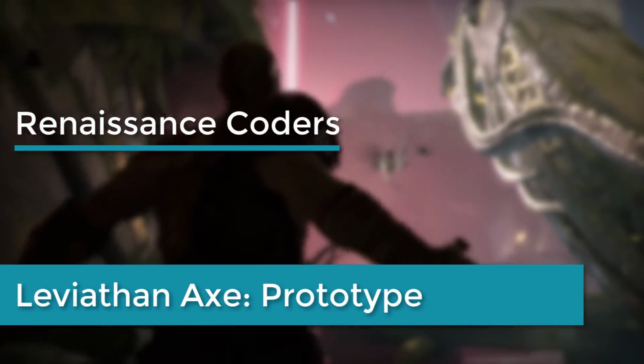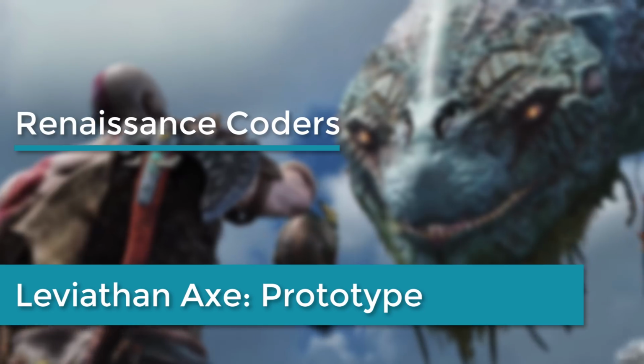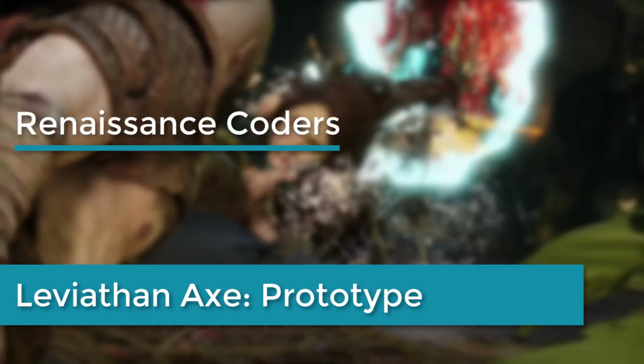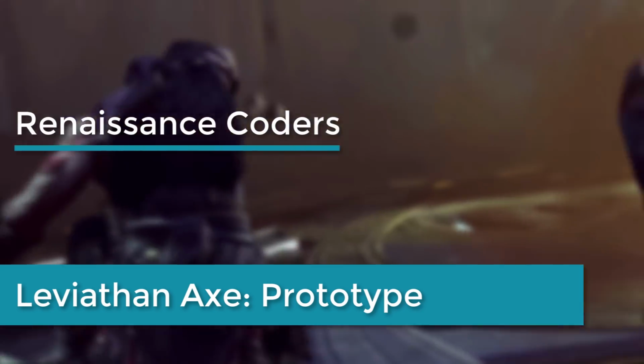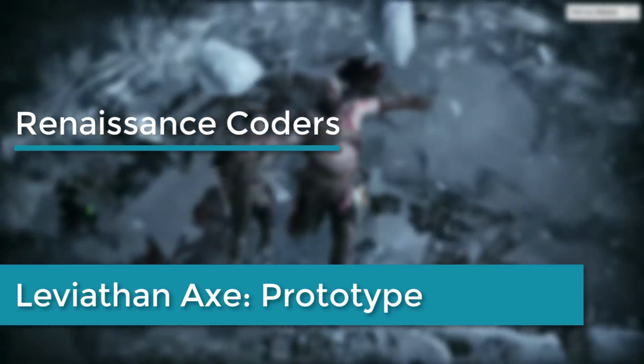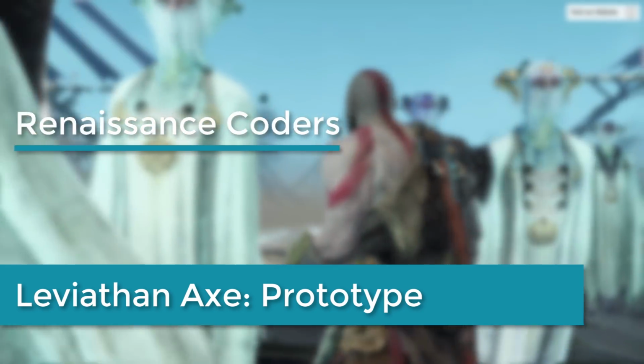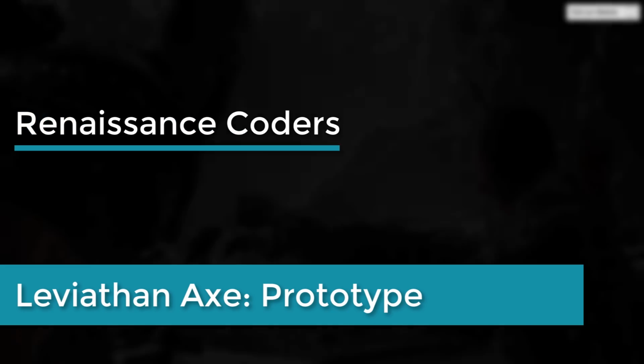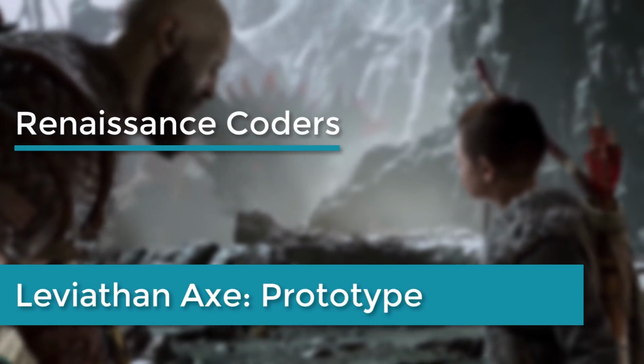Now in this video, we're going to explore creating a rough alpha version or a prototype of the Leviathan Axe. So basically we're just going to be getting the bare bones of the axe implemented, like the throwing and the returning, and getting the axe to stick places. But I still think the final result is pretty cool, so definitely be sure to watch this video in order to learn how to do this yourself.